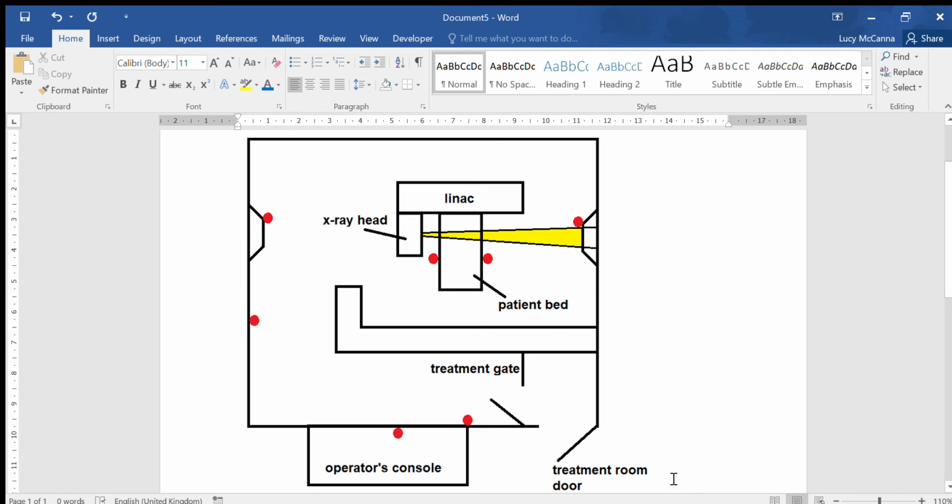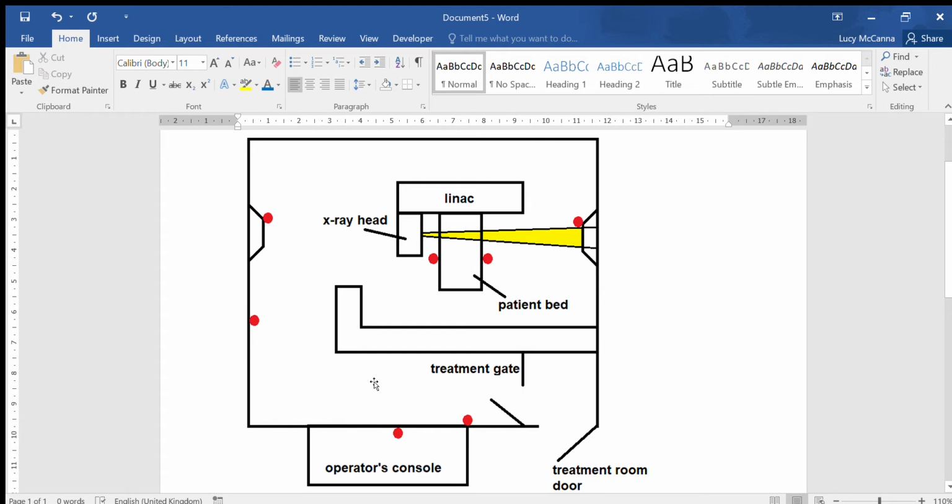So what we've got here is a diagram of a typical treatment room for radiotherapy with a LINAC in it. The LINAC is shown up here. You've got your LINAC with the X-ray head. This is where the X-ray beam is coming out of, and the patient bed.